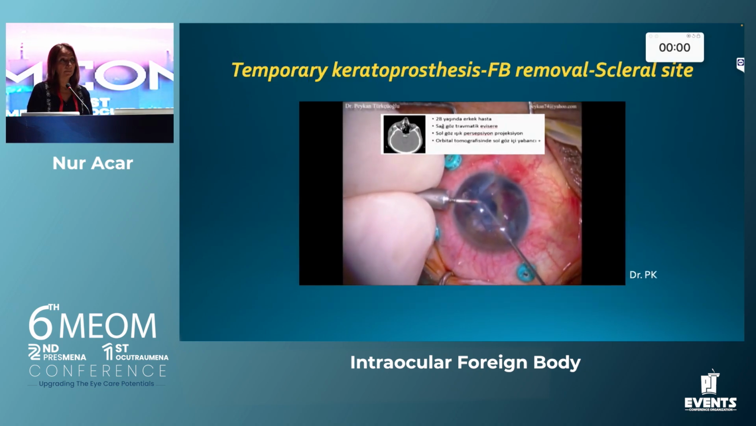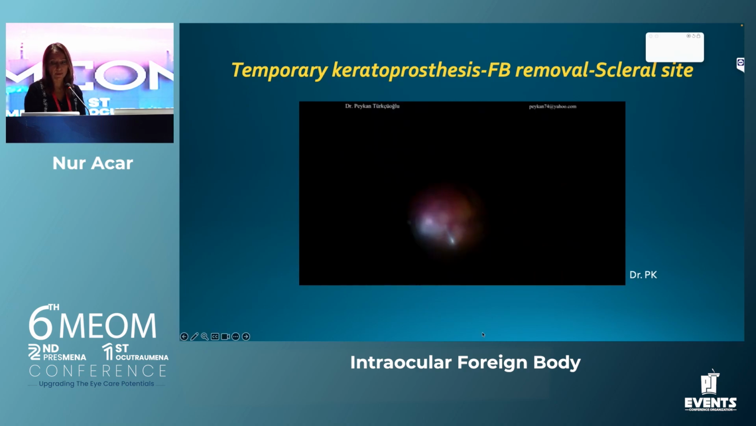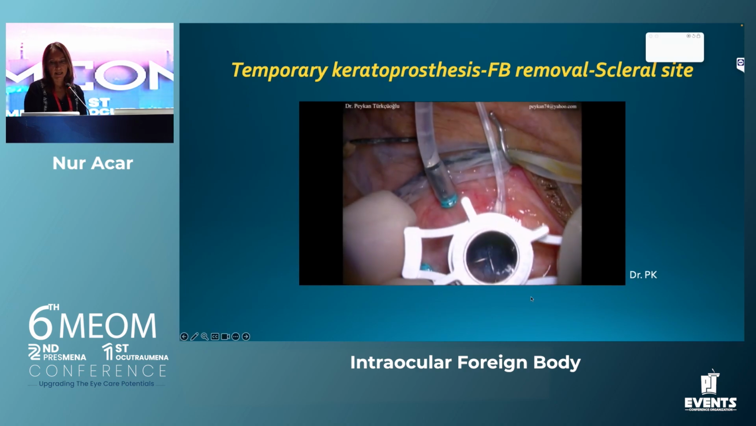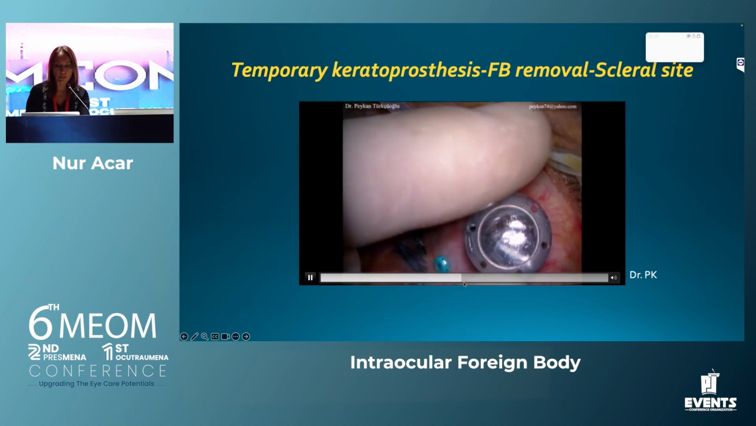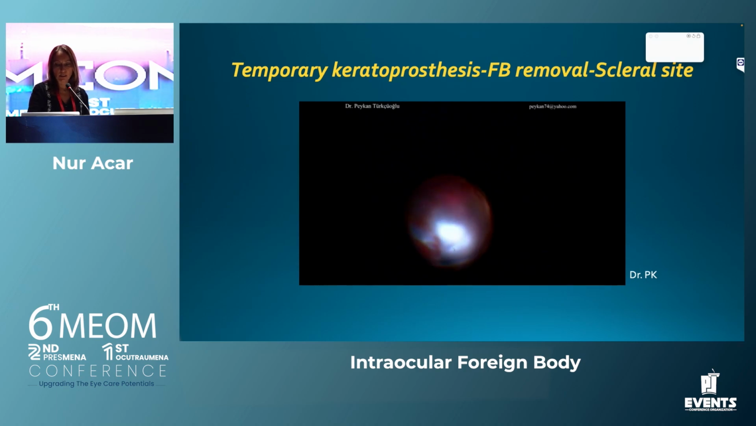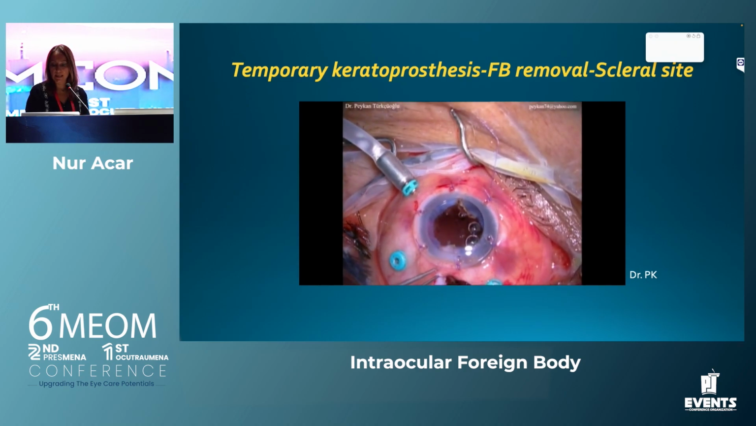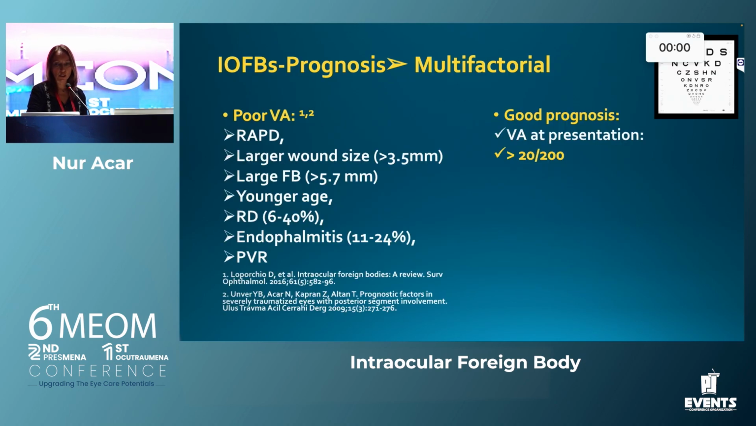Sometimes we cannot see, but the foreign body should be removed, and we can have the option of a temporary keratoprosthesis. As you can see here, we put the keratoprosthesis, remove the foreign body, and then put back the same cornea. We can suture the same cornea in these eyes. That's an option.